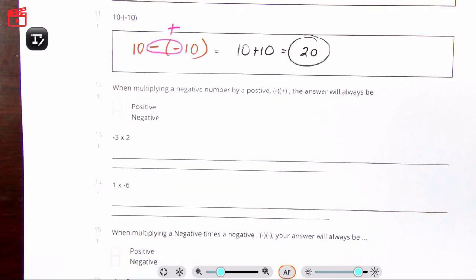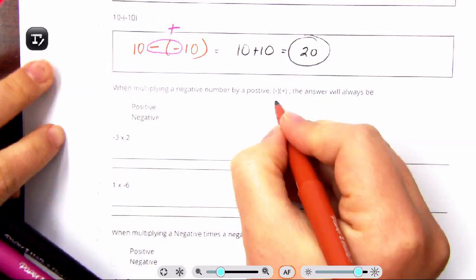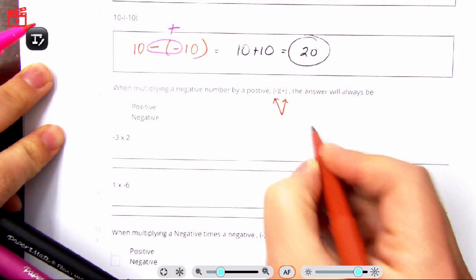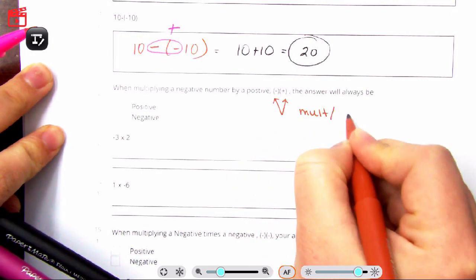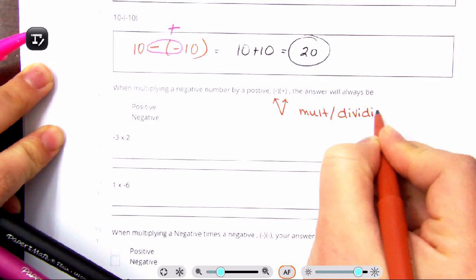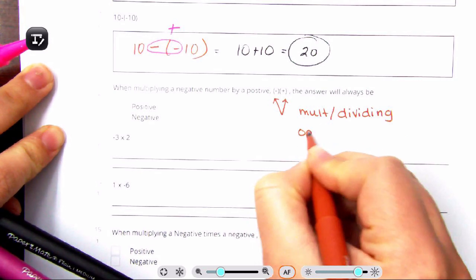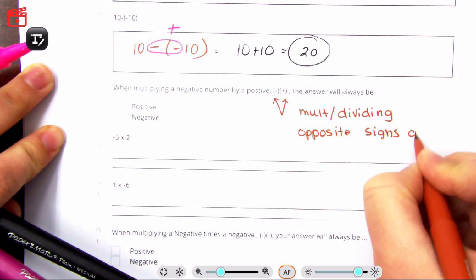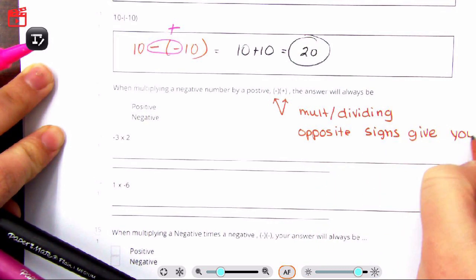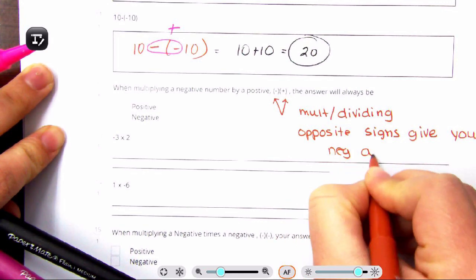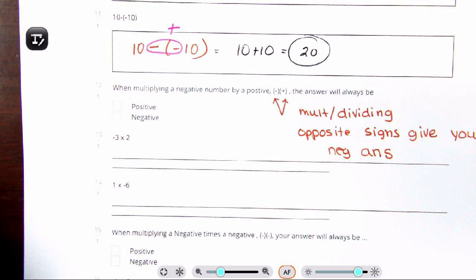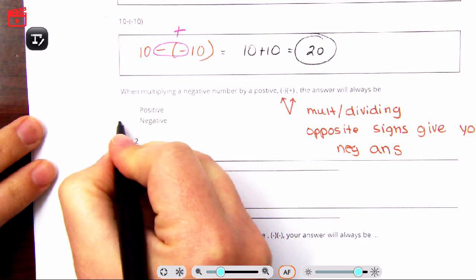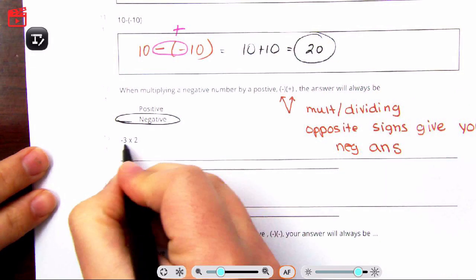All right, let's move on to the next one. When multiplying a negative number by a positive, the answer will always be... when multiplying or dividing, if they are opposite, they will always give you a negative answer. If they are the same, they will give you a positive answer. So multiplying, dividing, opposite signs give you a negative answer. Here's your negative answer. Here, this is opposite sign.